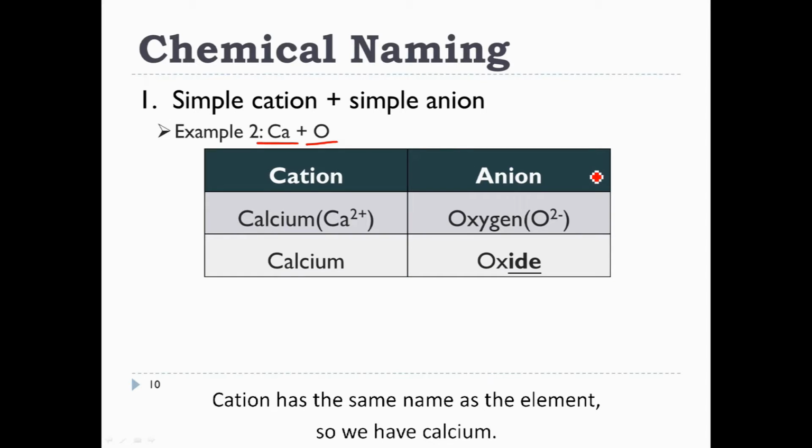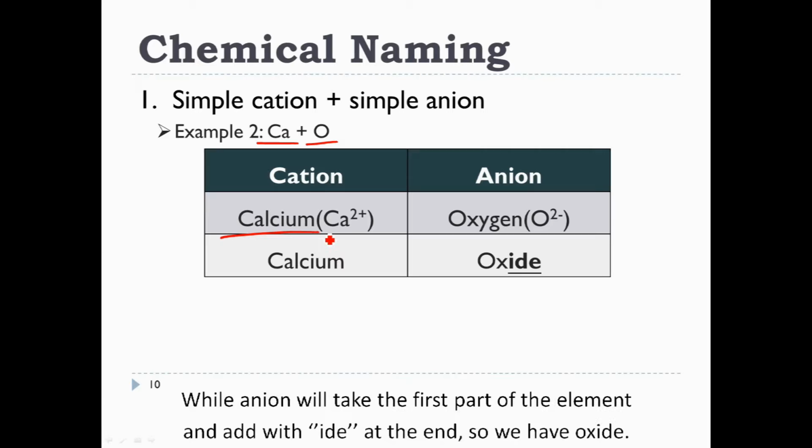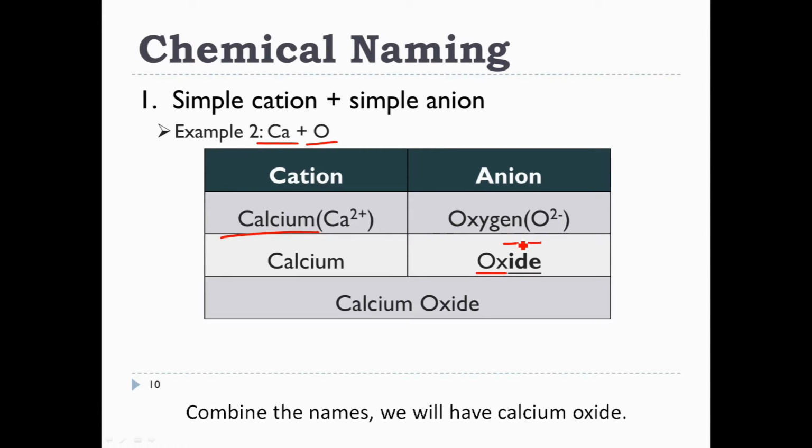Cation has the same name as the element, so we have calcium. While anion will take the first part of the element and add IDE at the end, so we have oxide. Combine the names, we will have calcium oxide.